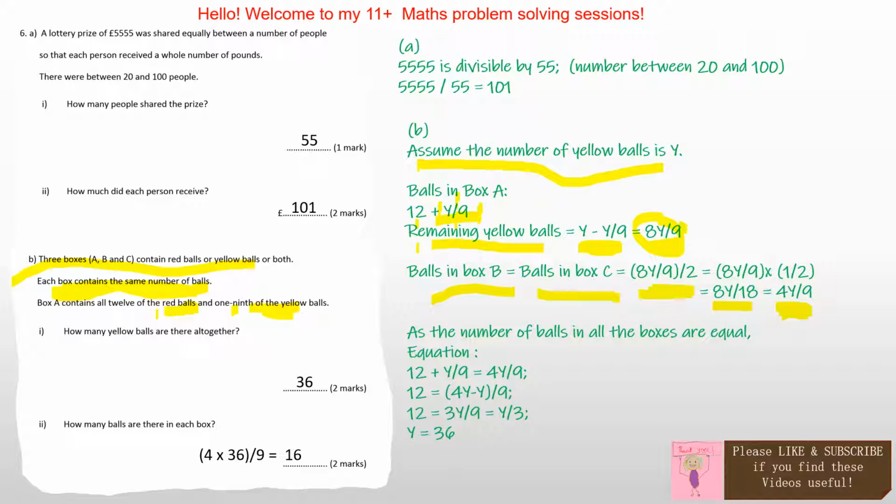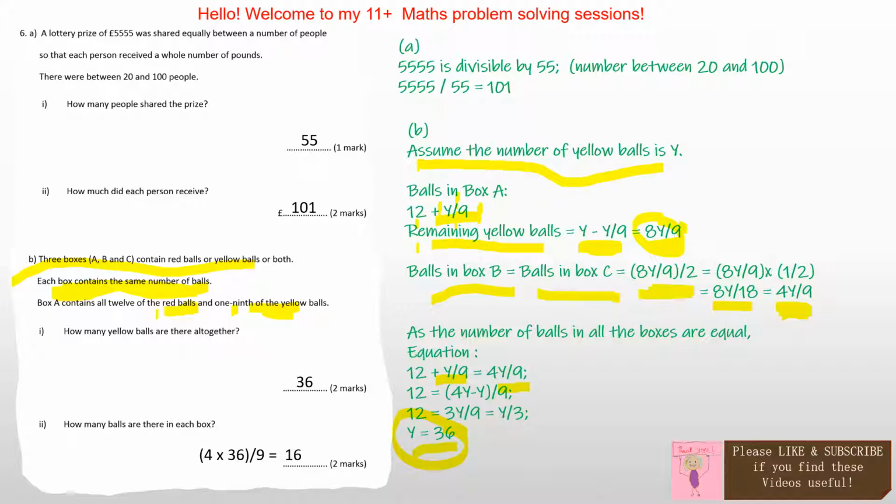And next I have to do the equation. So I have used the one in box A: 12 plus y/9 equals 4y/9, and then I have solved for y to get 36. Is that right? If I'm going too fast, please feel free to pause the video and go through the question. Okay, so y is 36. That means the number of yellow balls is 36 altogether.